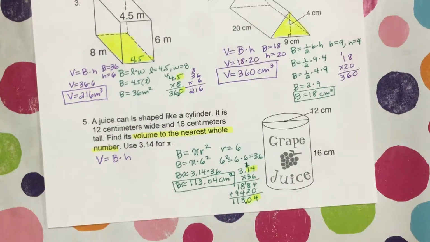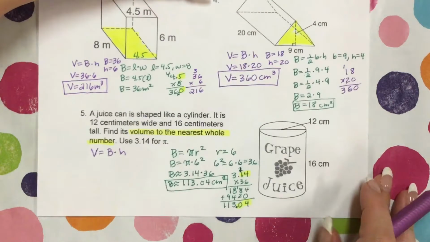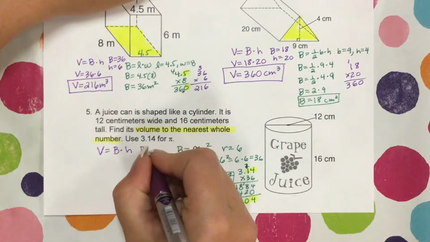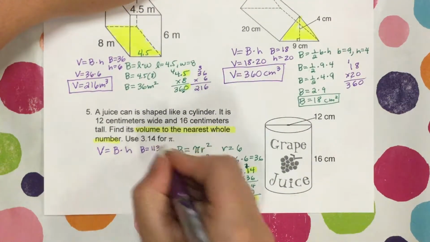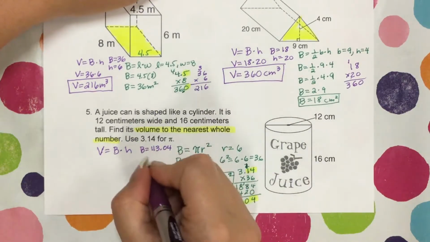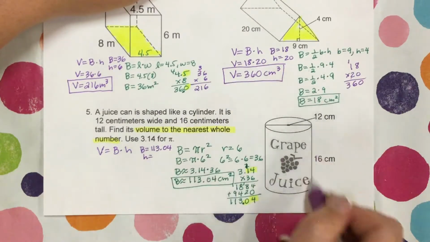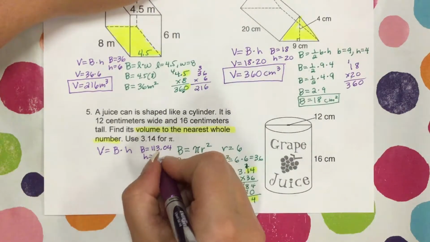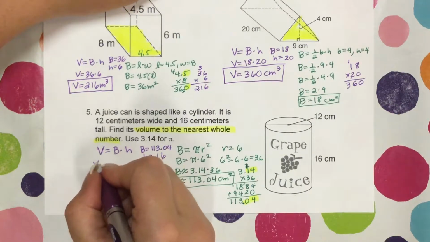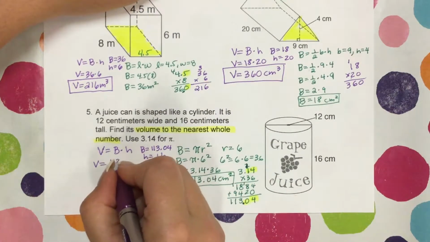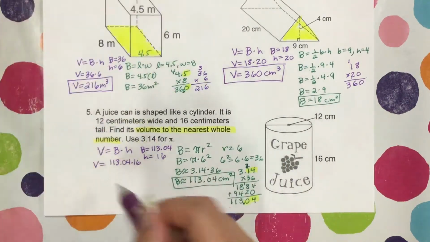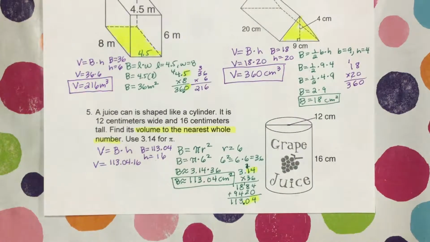Okay, so the area of the base is equal to 113.04 centimeters squared. The height of this cylinder is 16. So we're going to substitute in these values. That means the volume equals 113.04 times 16. So to find the volume, we just need to do that multiplication.